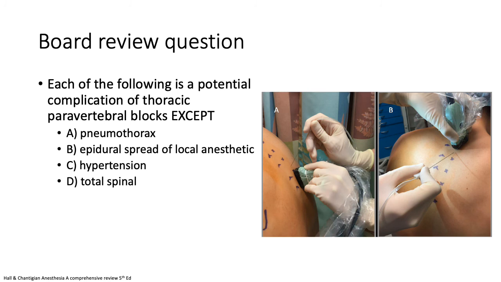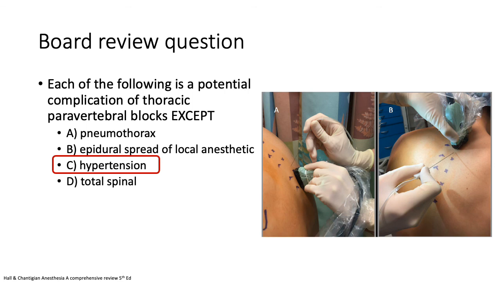This board review question is from the Hall and Chaney book. Each of the following is a potential complication of thoracic paravertebral blocks except A. Pneumothorax, B. Epidural spread of local anesthetic, C. Hypertension, or D. Total spinal.